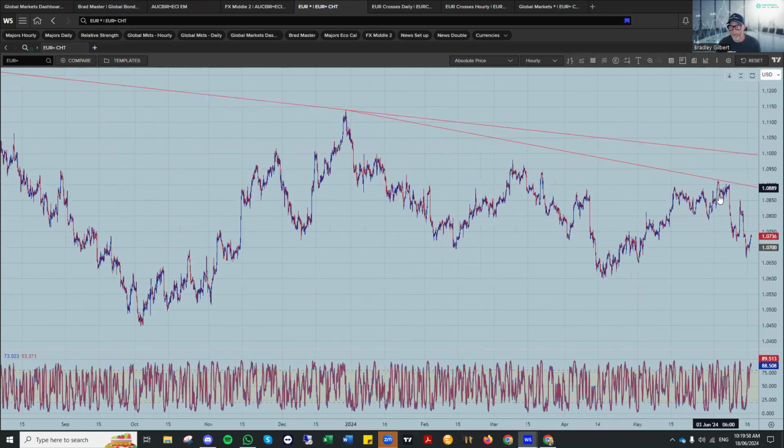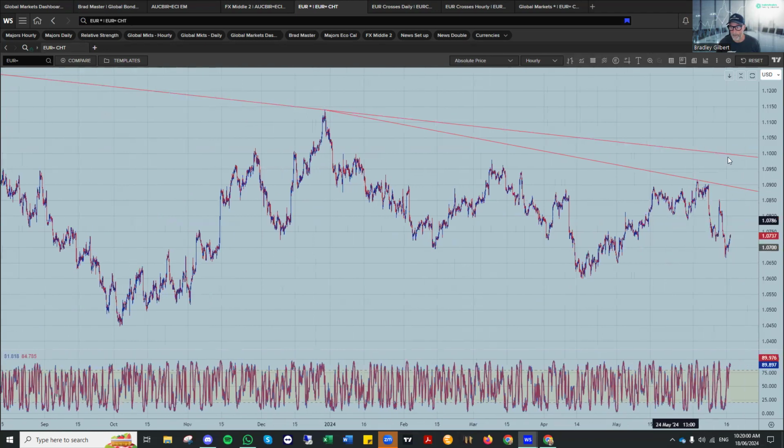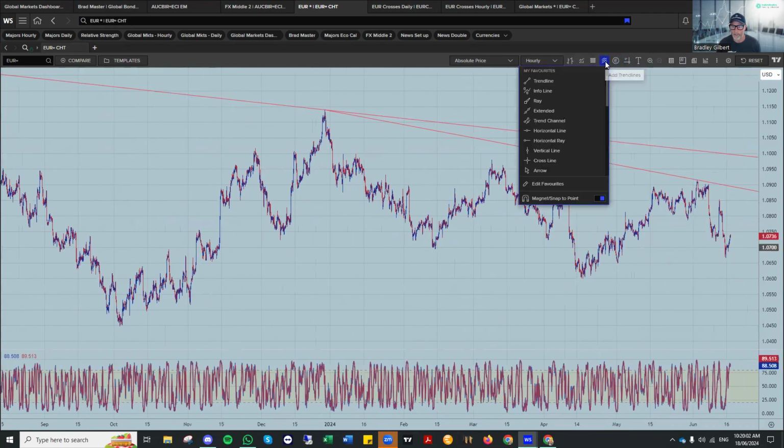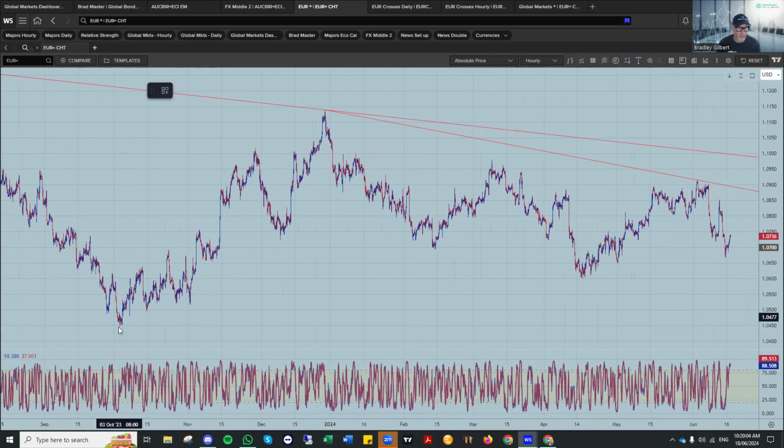Now, I've got that trend line there, and I'll come back to analyzing the market at the current levels in a second. But what I want to do is just draw the trend lines on the downside here.